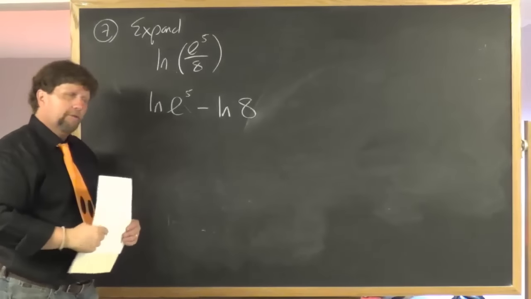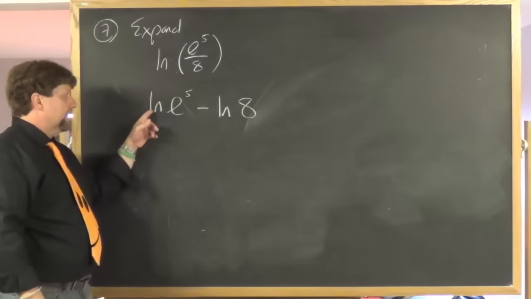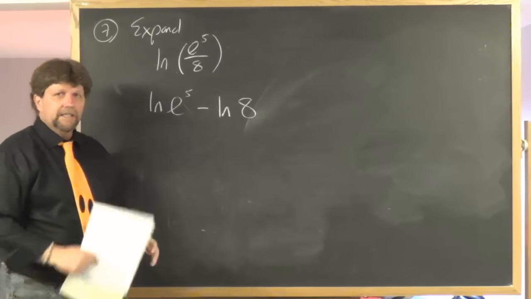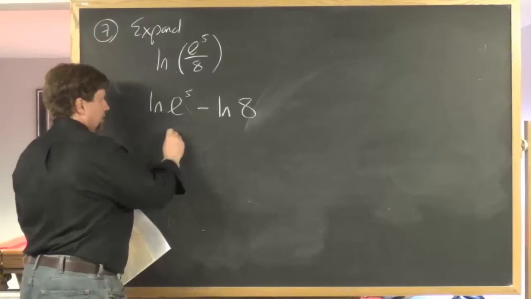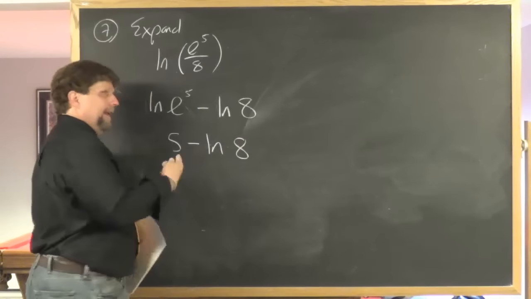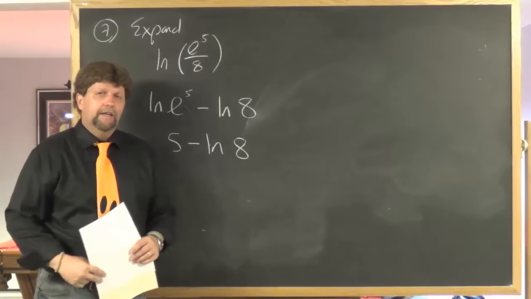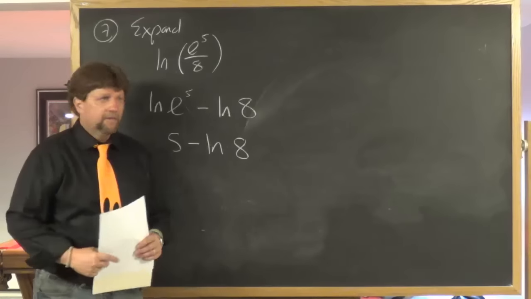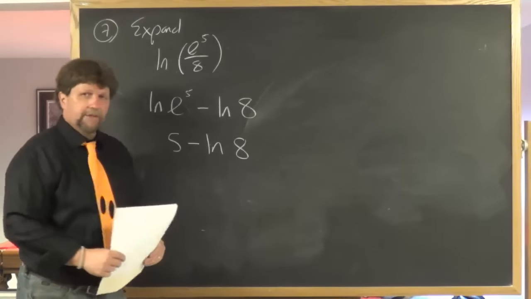Okay, now we have a property that tells us that the natural log of e to the 5th immediately simplifies to 5. And that's it. That's as far as I can go on expanding that log expression using properties of logarithms. So that's your answer to number 7.